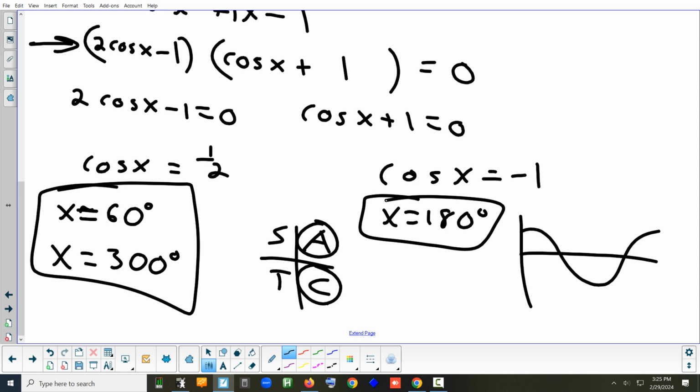If you want them in radians, pi over 3, 5 pi over 3, and pi. But I would always do degrees first. Okay. Any question on that one?